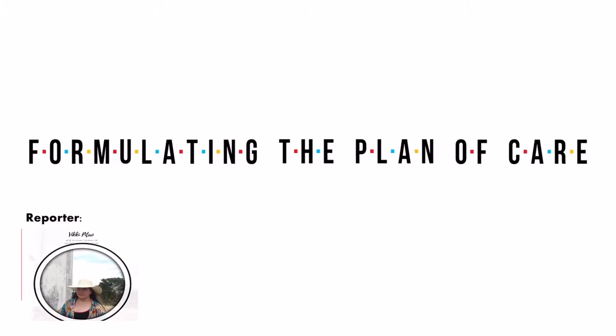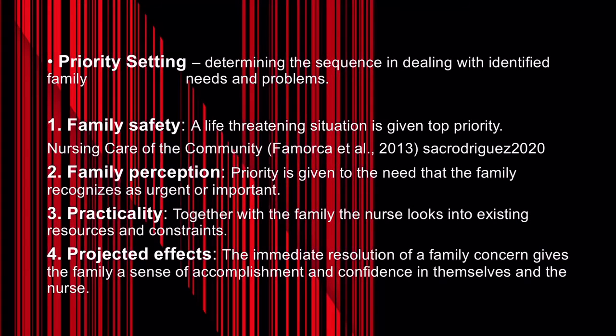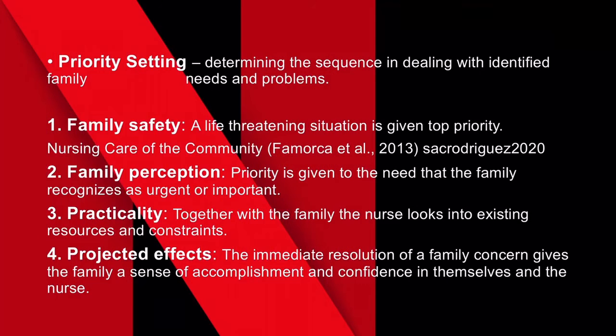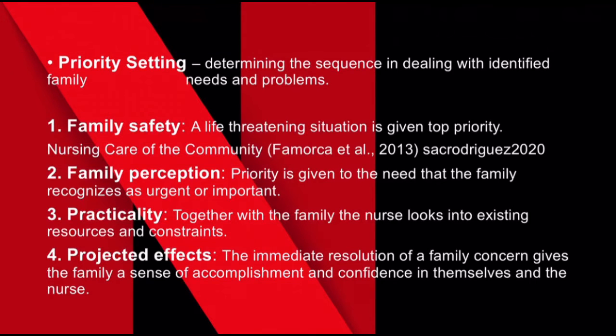Formulating the plan of care. So, planning involves priority setting, establishing goals and objectives, and determining appropriate interventions to achieve the goals and objectives. So, priority setting is the process of making decisions about how best to allocate limited resources to improve population health.